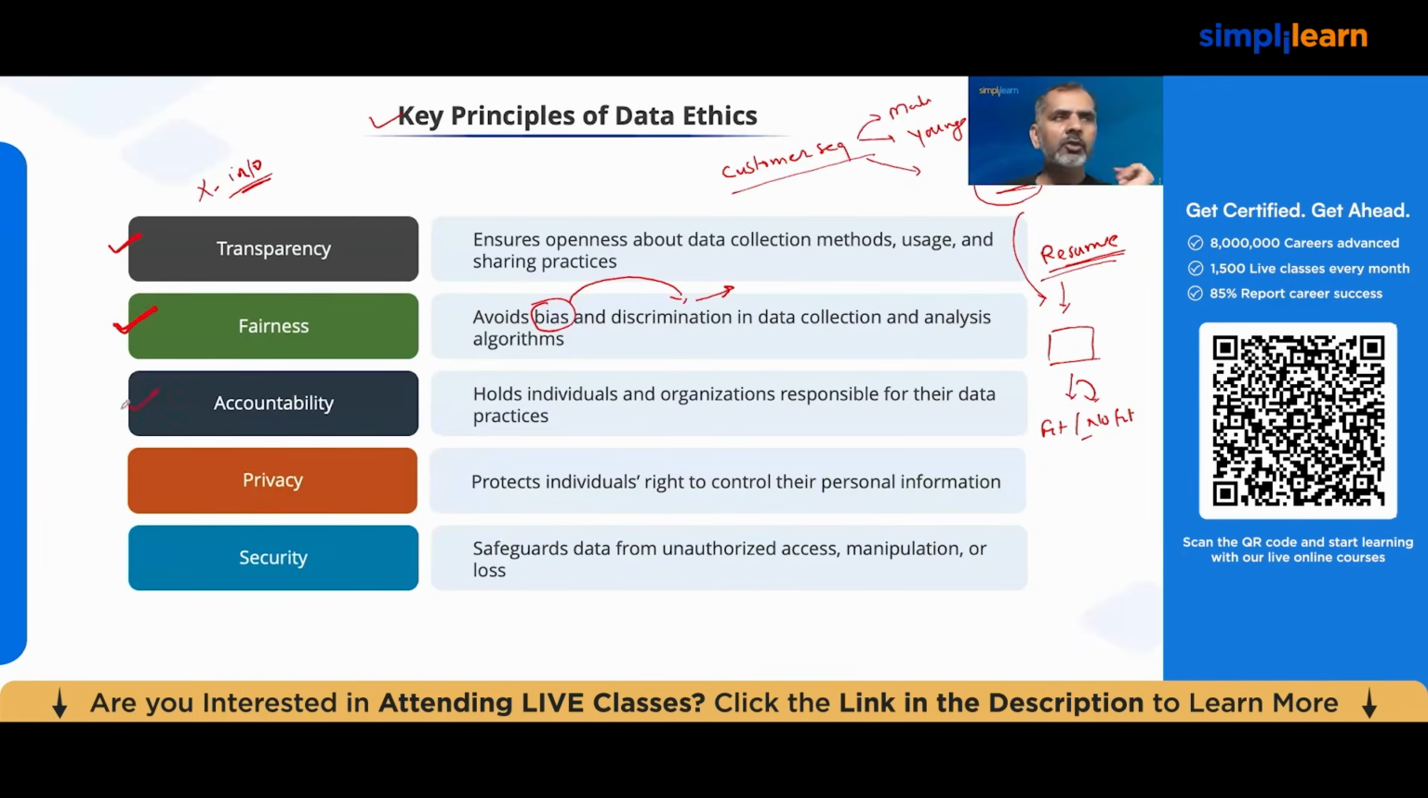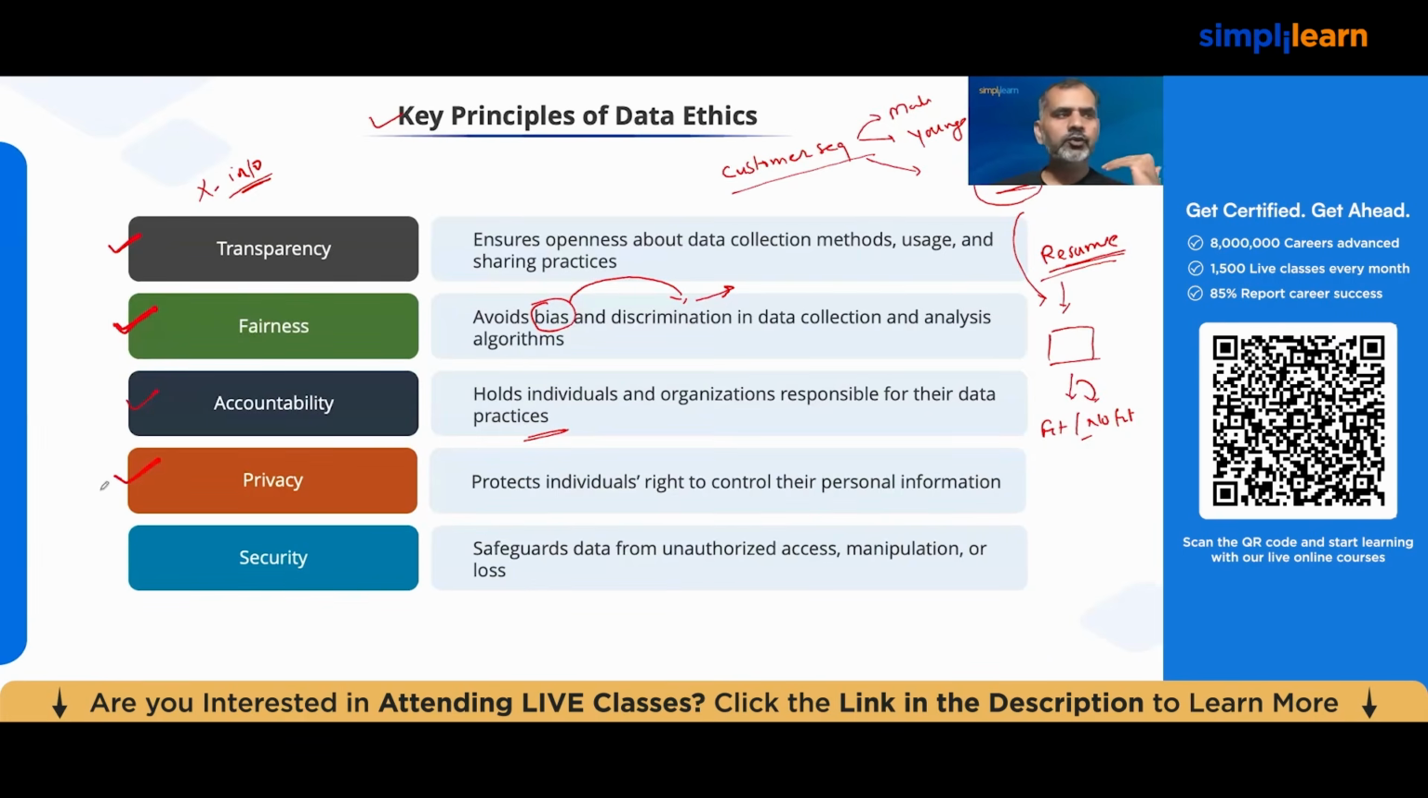Then talk about accountability, and that's very important from an organization's point of view. It holds individuals and organizations responsible for their data practices. Someone should be there who can be addressed if any breach happens, or if any inconsistency happens with the data analysis process or data processing practices.